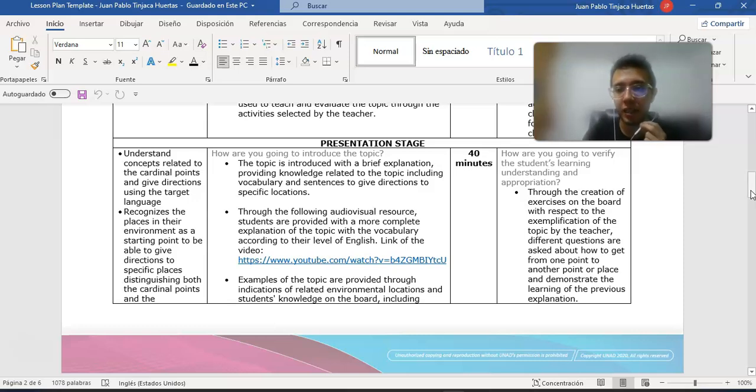How can I get to this place? Where is this place? This place is to the right of, I don't know, the principal's office, for example. So that's the process that I'm going to follow to teach them and to make sure that they learn everything related to the vocabulary and the grammar structure that we are going to use related to this topic.